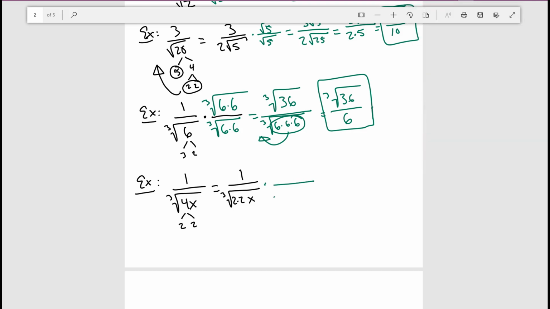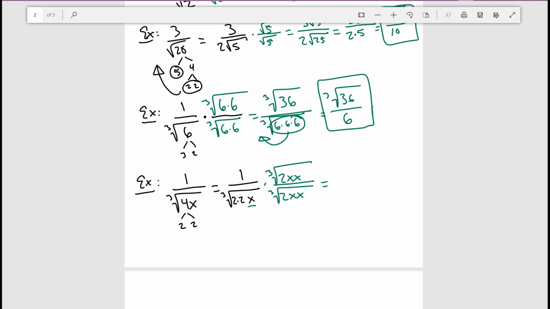So this one, I know it has to be a cubed root. I need an extra 2 because then I can take it out. How many x's do I need? Well, there's 1 x here. I need 2 more x's. So that's what I'm going to multiply both top and bottom by: 2 and then 2 more x's.